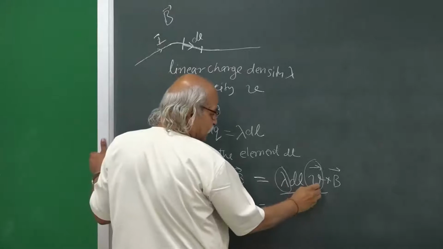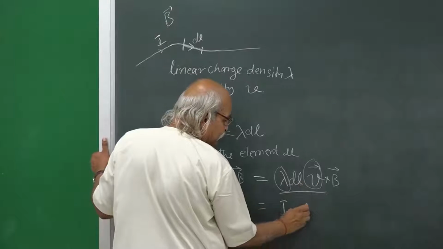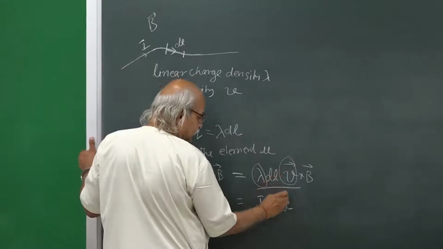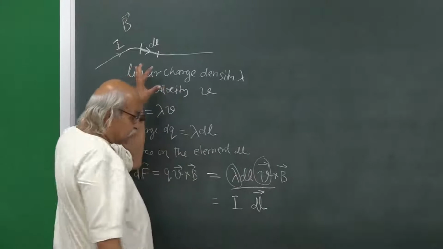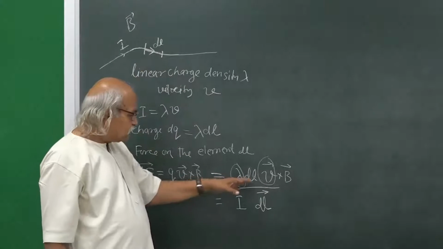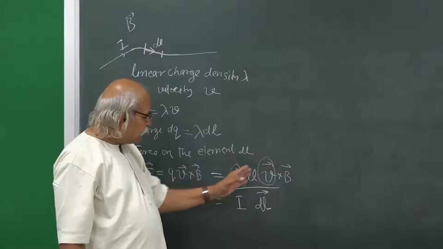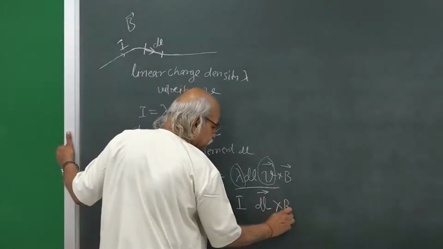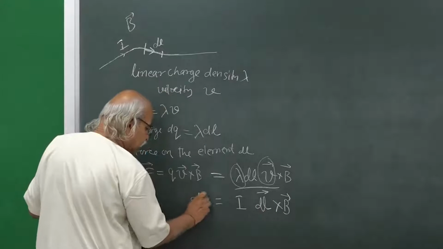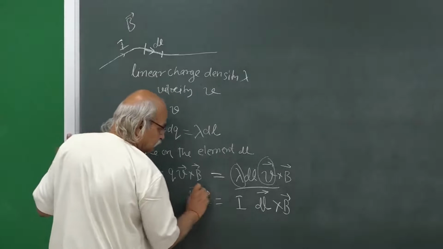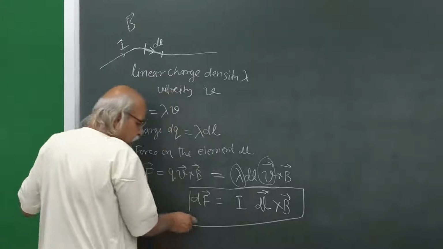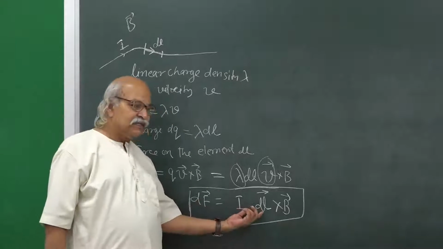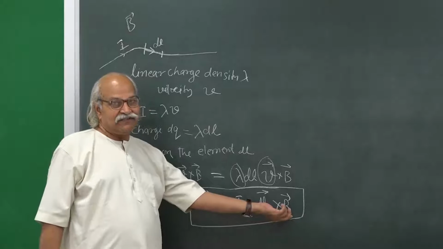So, I, and then dl, and the direction of velocity is the direction of dl, that is, we are assuming positive charge, but if it is not positive, it does not matter, the same equation will work with lambda negative, and cross B. So, that is our basic equation for force on a current element due to a magnetic field.